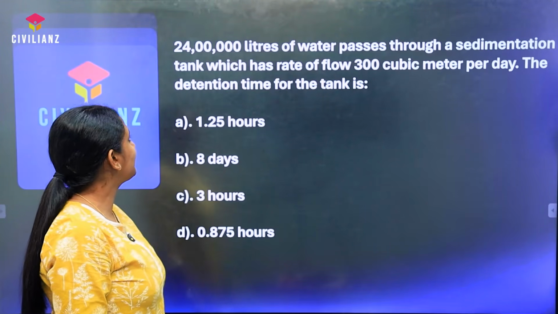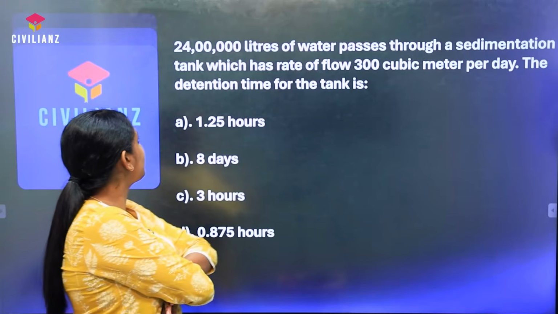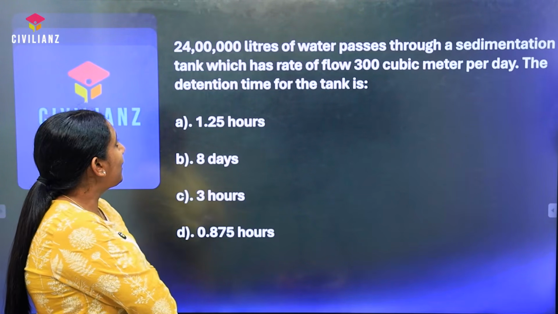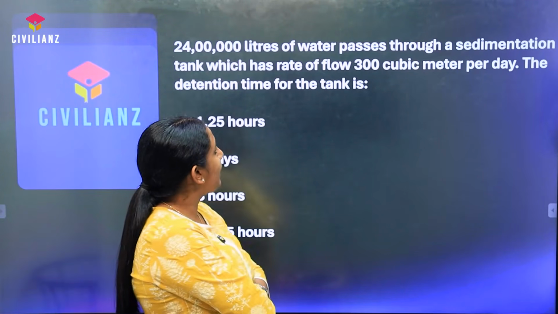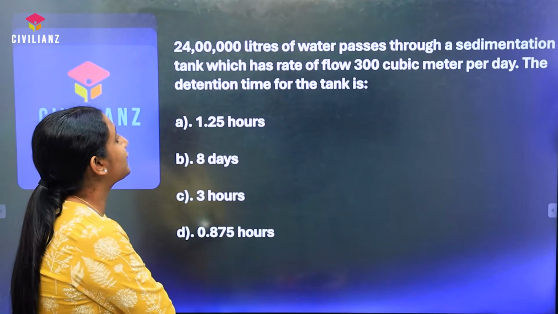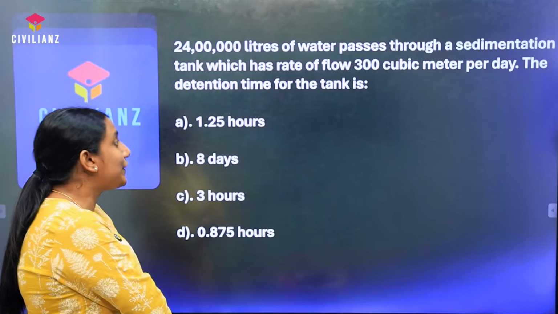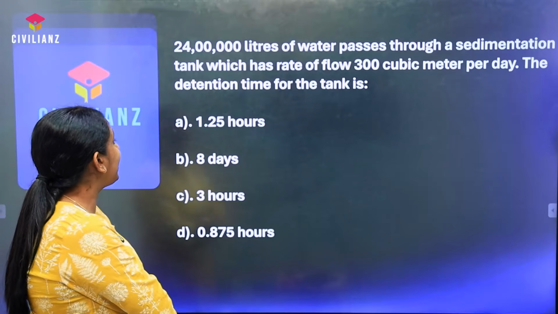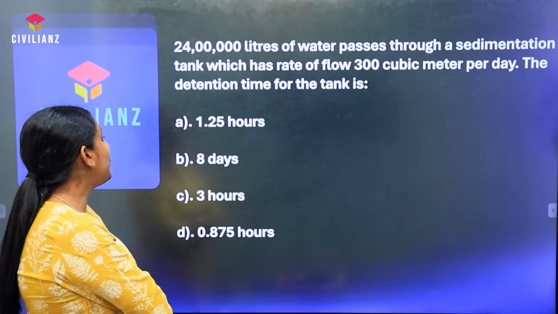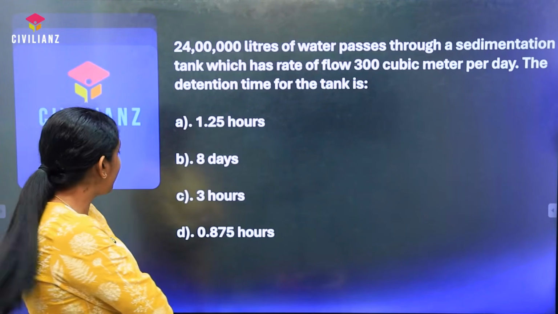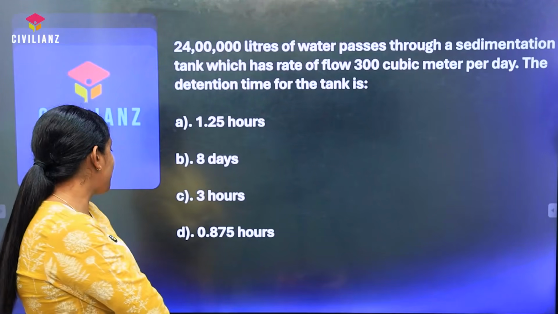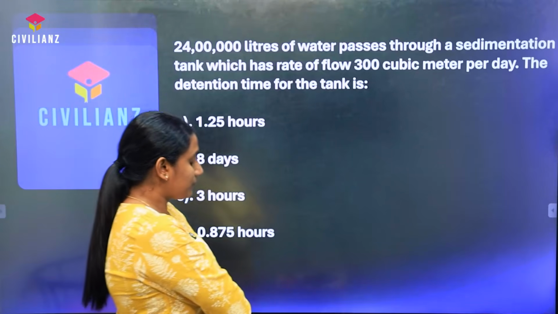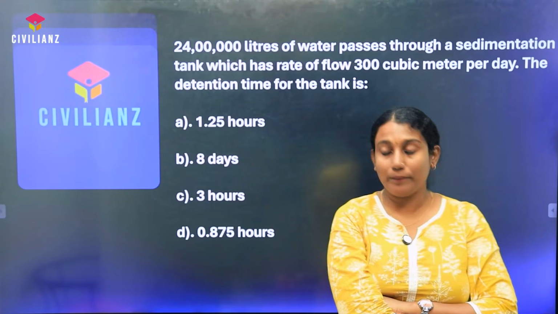Okay. Question. So what's the problem? 24 lakh liter of water pass through a sedimentation tank which has rate of flow 300 cubic meter per day. The detention time for a tank is: option A 1.2 hours, option B 8 days, option C 3 hours, option D 0.875 hours. It's a very simple problem.